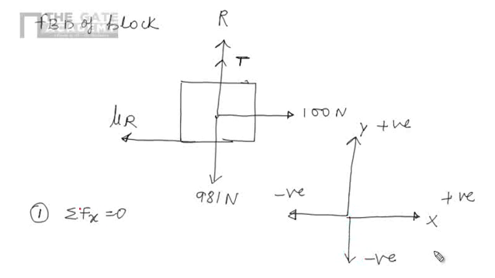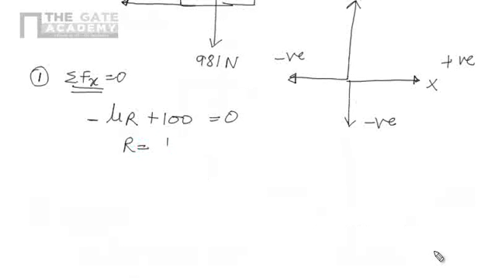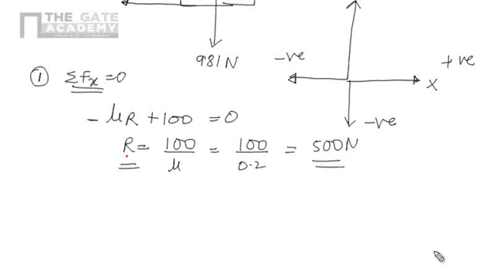Now we can easily apply the first condition. In the x direction there is the force mu R, acting in negative x, so minus mu R. Another force in the x direction is 100 Newton, in the positive direction, so plus 100 equals 0. So R will be 100 by mu. The value of mu is 0.2, so 100 divided by 0.2 comes to 500 Newton. That is the value of R, 500 Newton.